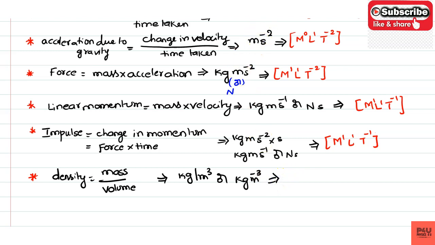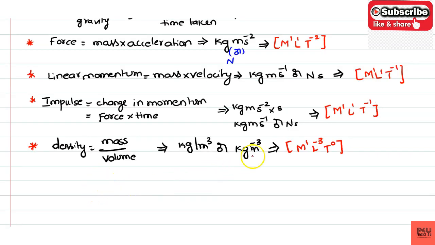Now what is the dimensional formula for this one? Let us see. Kg means M power 1, meter power minus 3 means L power minus 3, and time power 0, because no second is there in the unit. The density does not depend on time. That's why the physical quantity time is not there here. So T power 0.